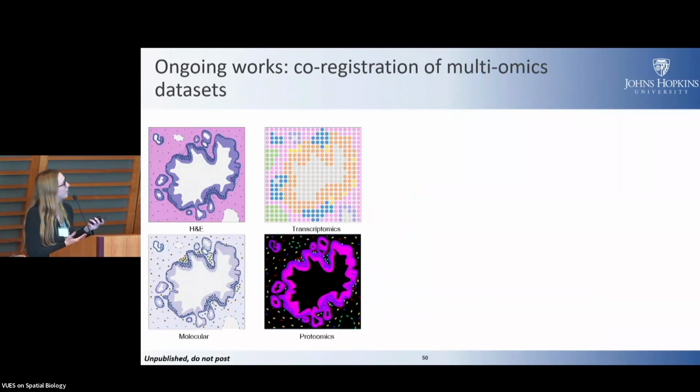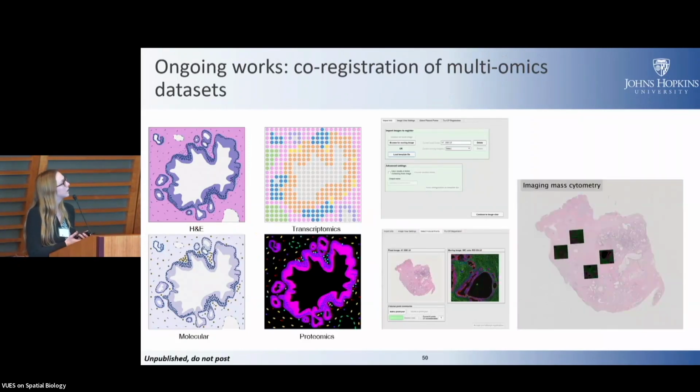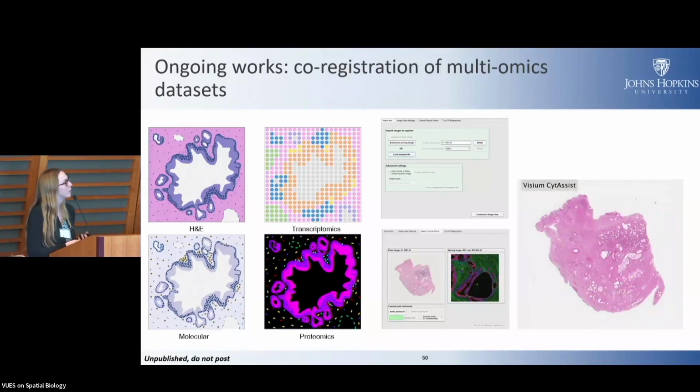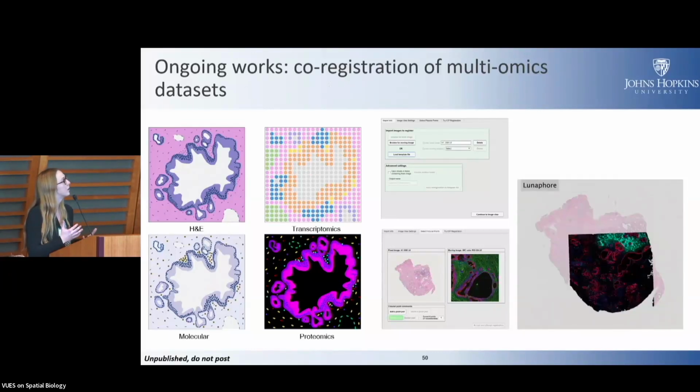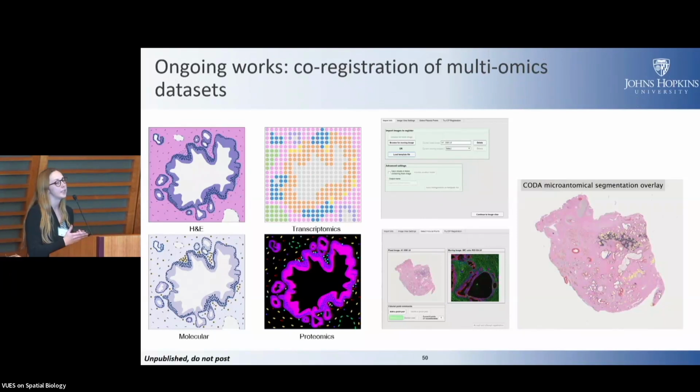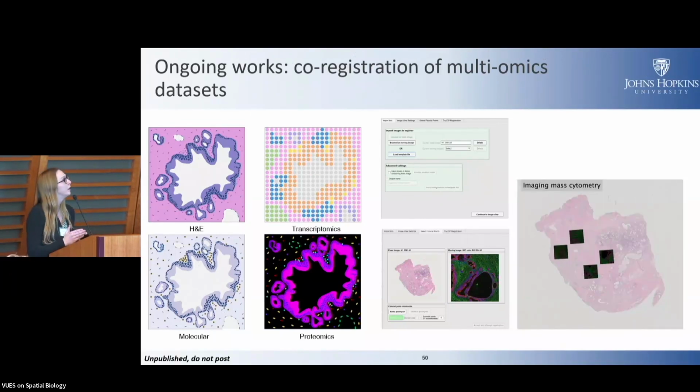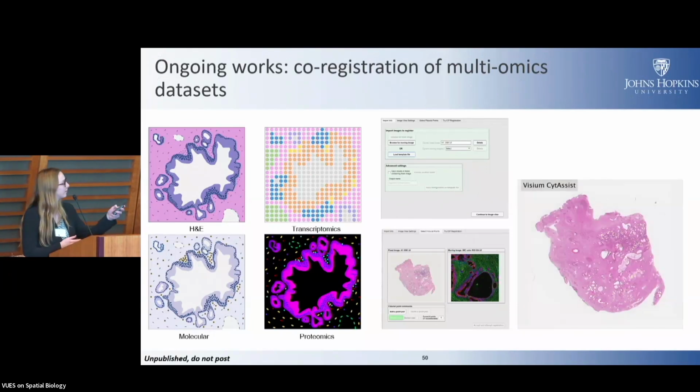To do this, I think a few people have shown something analogous, but I thought I'd plug the method we've been developing as well. We also have a method, like many of you do, to do automatic multi-omic alignment, which can allow us to combine things like H&E segmentation, IMC, Visium, and so on.